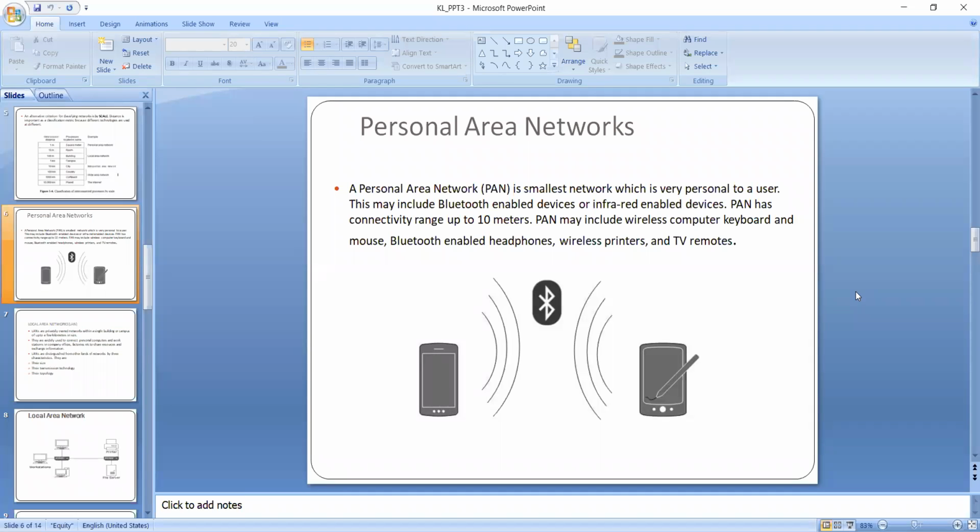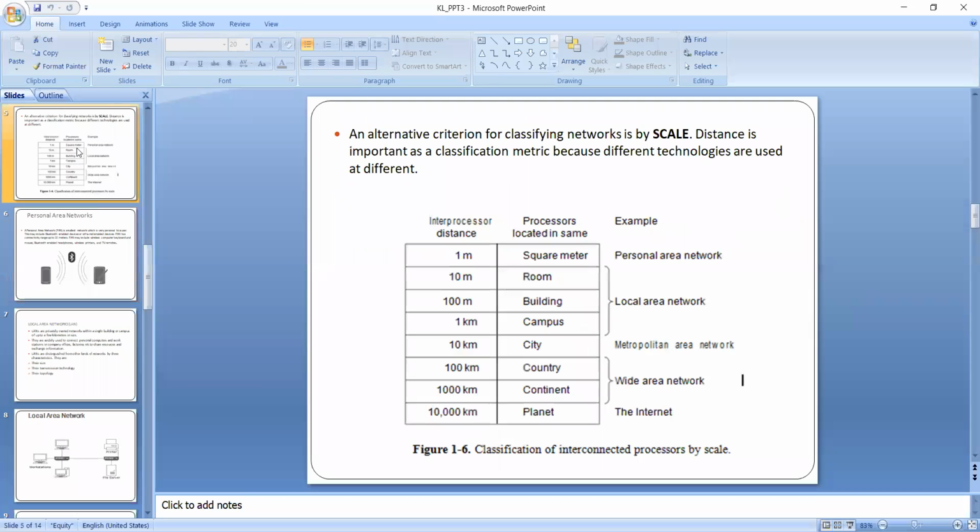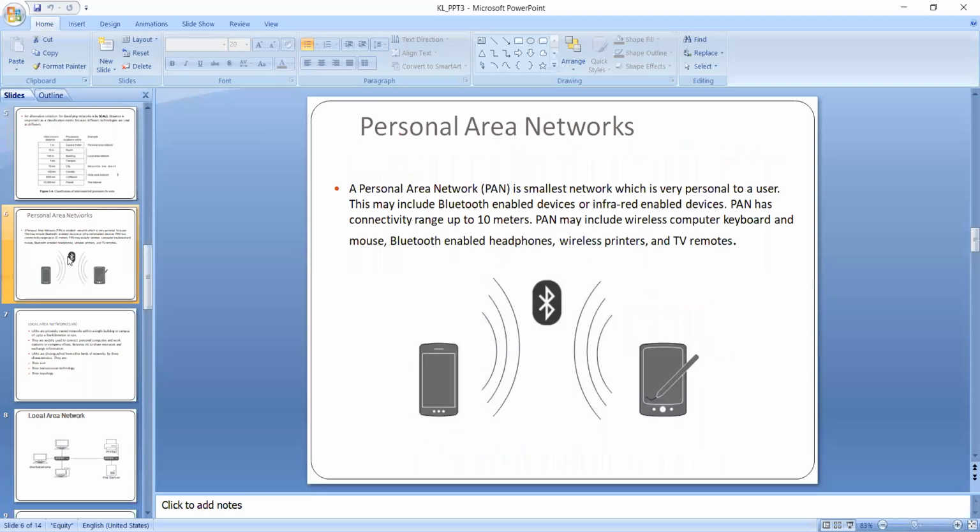So I had already told you, once go back to the table. So look at here, personal area network. The inter-processor distance is 1 meter and the processor is located in the same square meter. So see how small an area it is. Here, the personal area network is able to allow its devices to communicate just over the range of a person, only around the range of the person within a square meter.